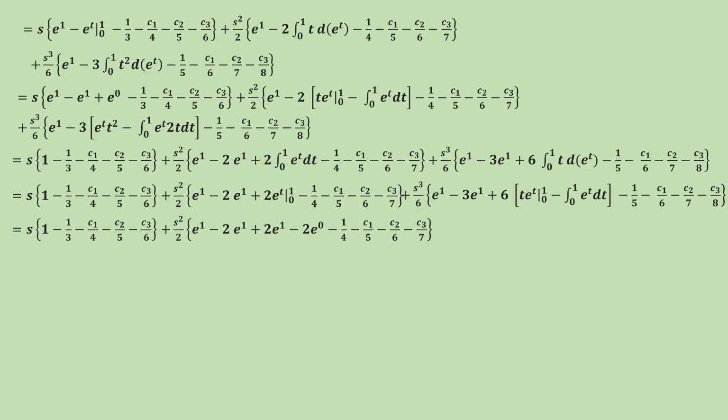That is equal to s into 1 minus 1 by 3 minus c1 by 4 minus c2 by 5 minus c3 by 6 plus s square by 2 e power 1 minus 2 e power 1 plus 2 e power 1 minus 2 e power 0, substituting upper and lower limit here, minus 1 by 4 minus c1 by 5 minus c2 by 6 minus c3 by 7 plus s cube by 6 e power 1 minus 3 e power 1 plus 6 e power 1 minus 6 e power t, lower limit 0, upper limit 1, minus 1 by 5 minus c1 by 6 minus c2 by 7 minus c3 by 8.